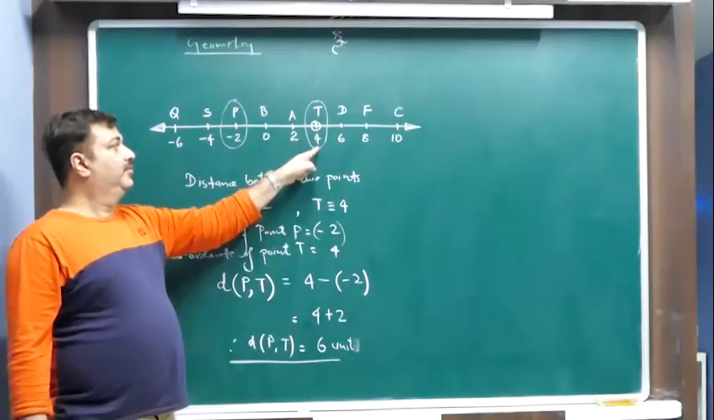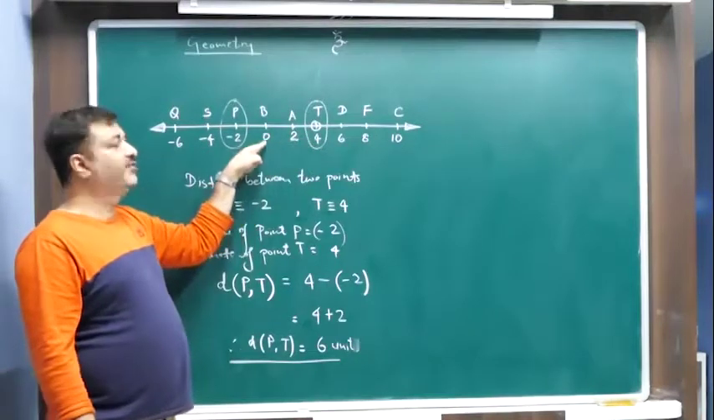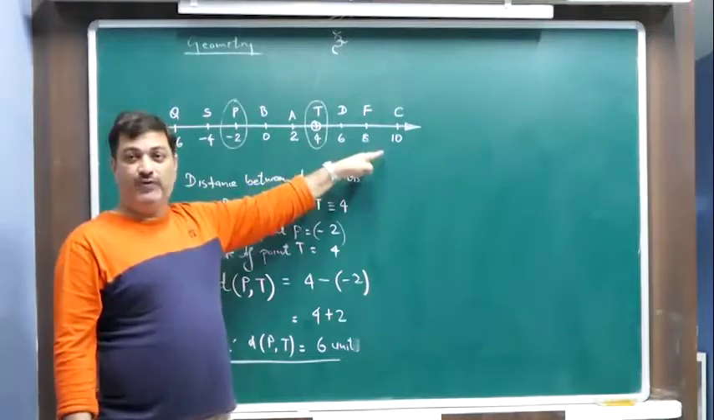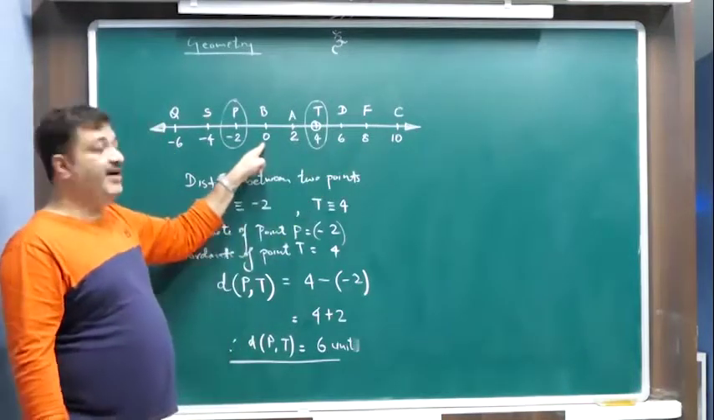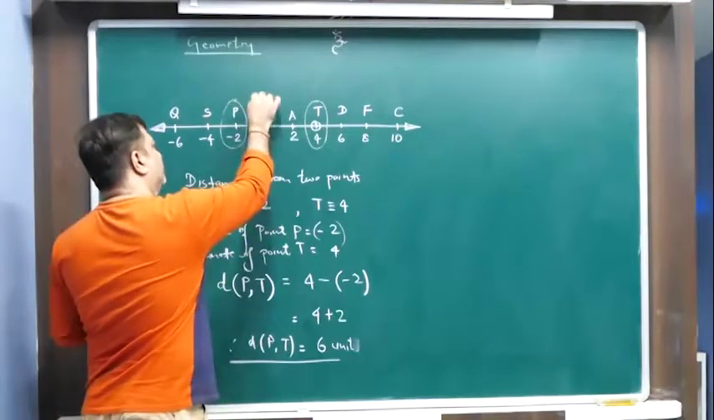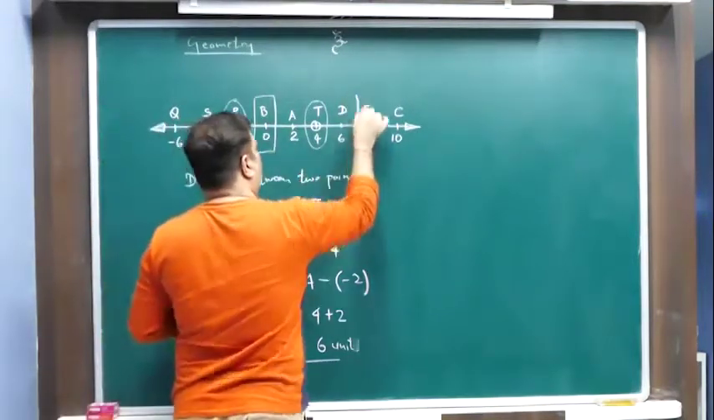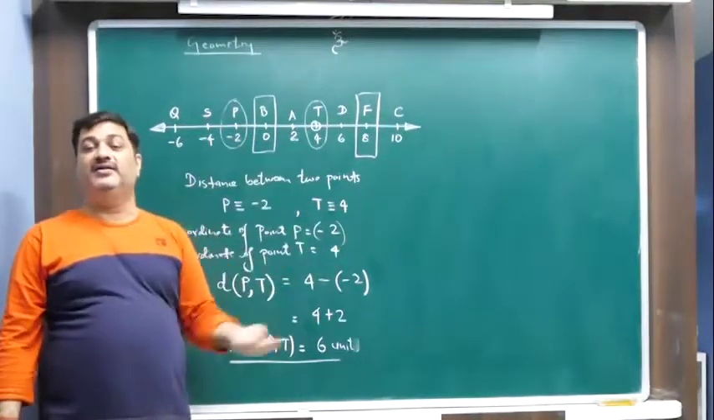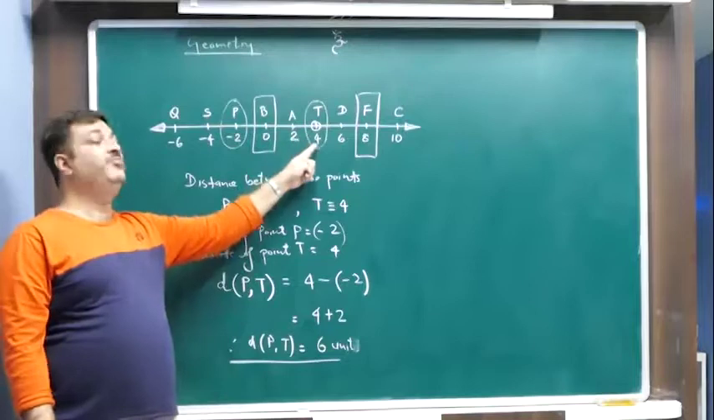This side, 4 units. If you go 4 units, where will you reach? You will reach B. When you go 4 units this side, you will reach 8. When you come 4 units this side, you will reach 0. So point B also is the answer. So point B and point F, both of them are at a distance of 4 unit from T.